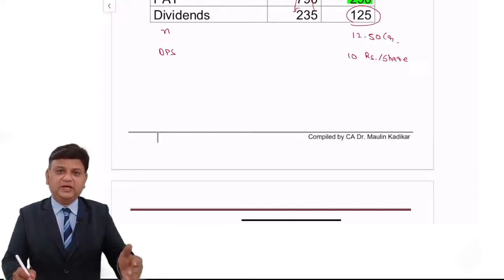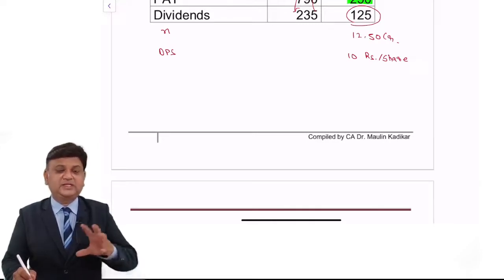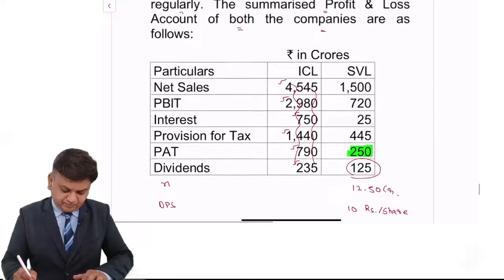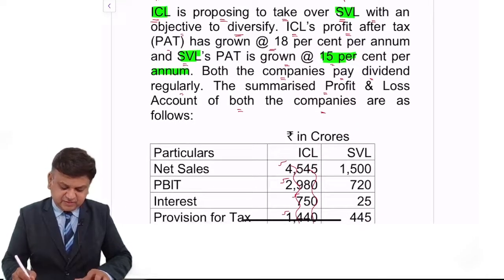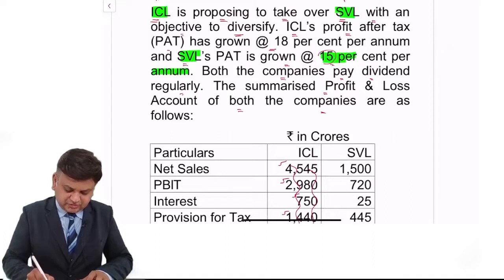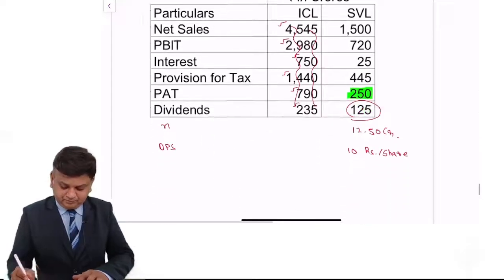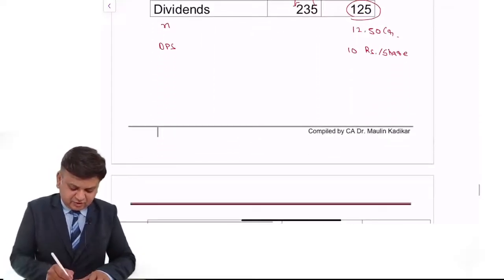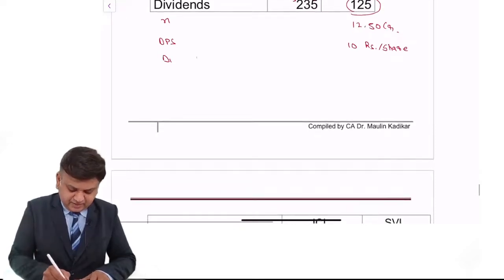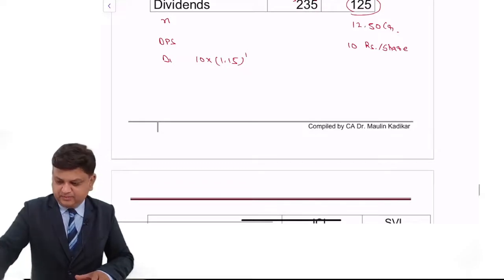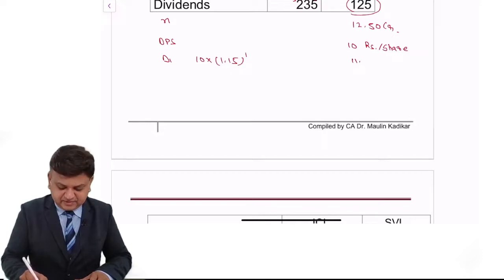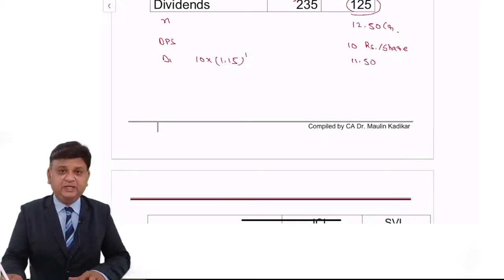Dear students, we are required to make the calculation of the cost of equity for the target company using the existing information. In the existing information, the growth rate is 15%. So we'll make the calculation of D1. It is 10 rupees into 1.15 raised to 1. That comes to 11 rupees 50 paise. That is D1.